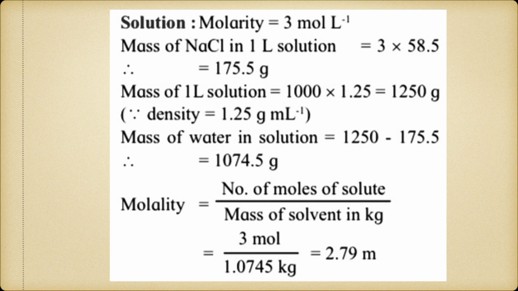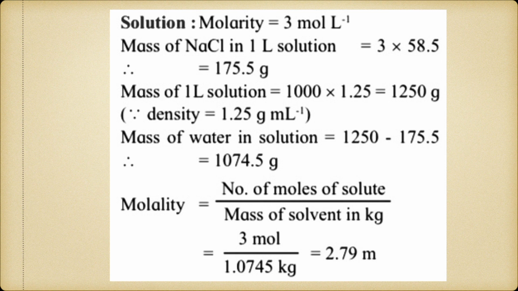Simple, you know that number of moles equal to given mass upon molar mass. So if I want to find out given mass, it will be number of moles multiplied by the molar mass. So it is 3 into 58.5, which is the molar mass of NaCl. After calculating that, I'll get the value as 175.5 grams. That is the mass of solute.